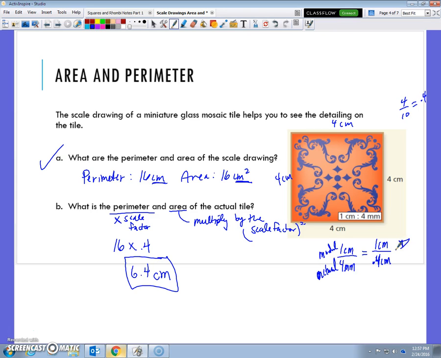On the area, we're actually going to multiply by the scale factor squared. So I need to know what 0.4 times 0.4 is. That's 0.16. So I'm going to take my area that I know, which is 16 centimeters squared, and I'm going to multiply it by the scale factor squared, 0.16. In this case, I know that's 2.56 centimeters squared. Okay, 16 times 16 is 256.